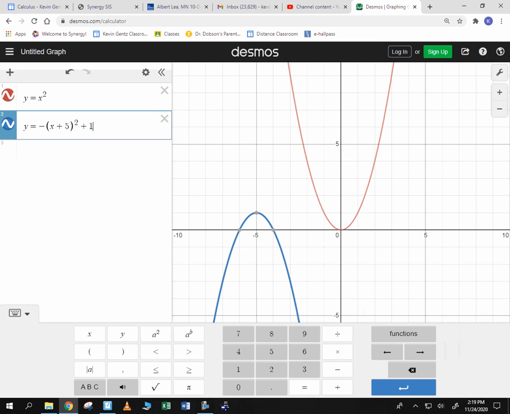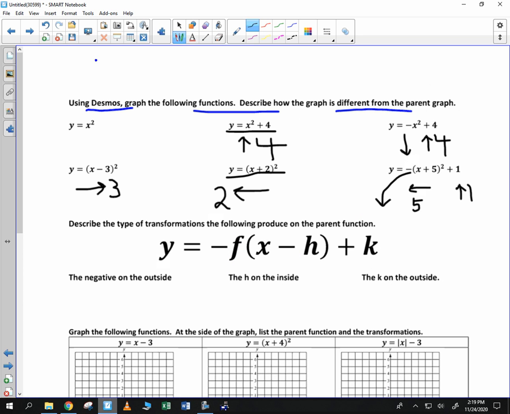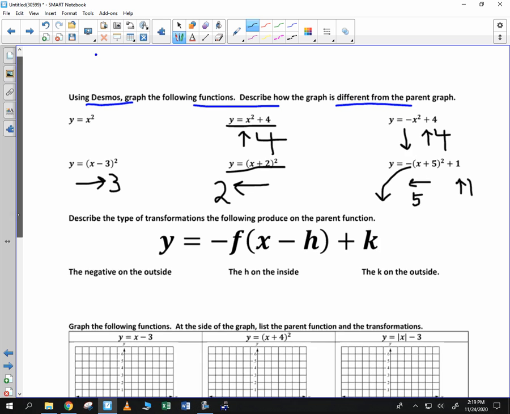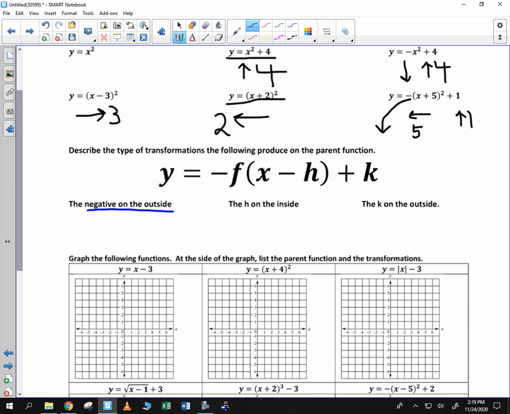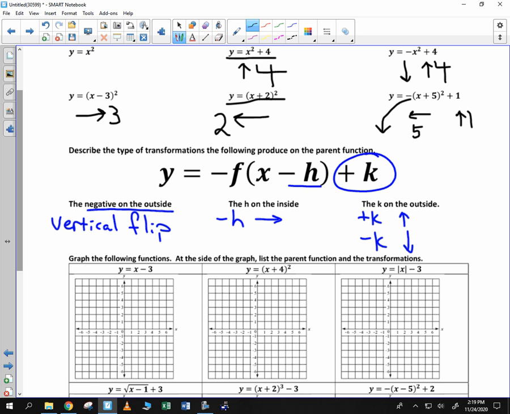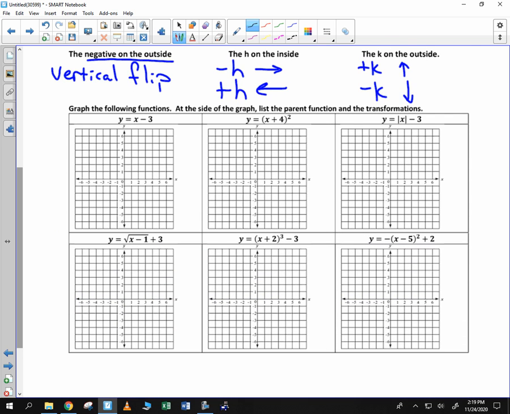Okay, I'm back up at the front of the board. Now we can look at the rest of our notes and see what's happening here. If you saw the negative on the outside, hopefully you saw that makes a vertical flip. Now, this isn't all of the transformations we can do with functions. That's just the most important piece. And if you saw this k on the outside, if it's plus k, it moves it up. If it's minus k, it moves it down. And then this h on the inside, if it's minus h, it moves it to the right, but if it's plus h, it moves it to the left. And so those are the types of transformations we're going to look at. So let's try these 6 here.